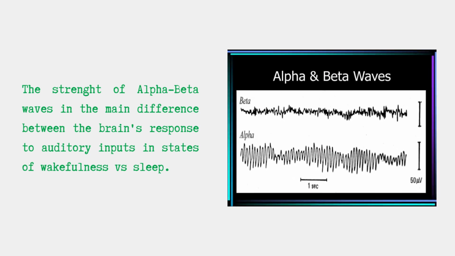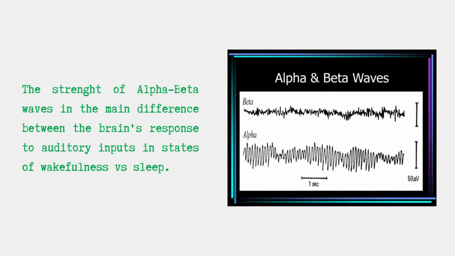According to the current study, the strength of alpha-beta waves is the main difference between the brain's response to auditory inputs in states of wakefulness versus sleep. Okay, but how are sleepwalking and sleep-talking explained then? Let's have a look at what Trace Dominguez has to say for D News about this.